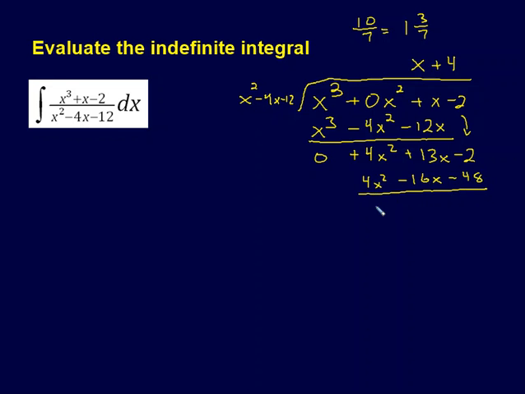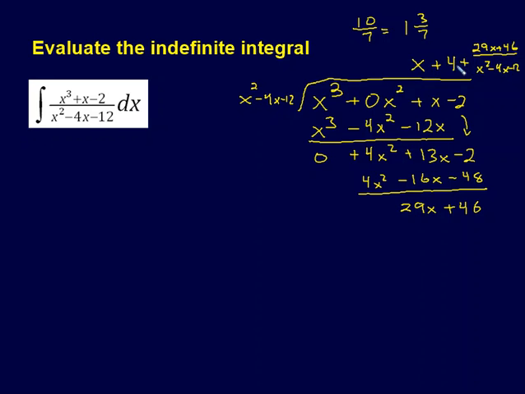And as we subtract, don't forget we're subtracting negatives again on two of them. 13 minus negative 16 is actually positive 29. And then negative 2 minus negative 48 is actually plus 46. And now that the remainder has a smaller degree than what we're dividing by, this is where we stop the division part. So the fraction is 29x plus 46 over x squared minus 4x minus 12.